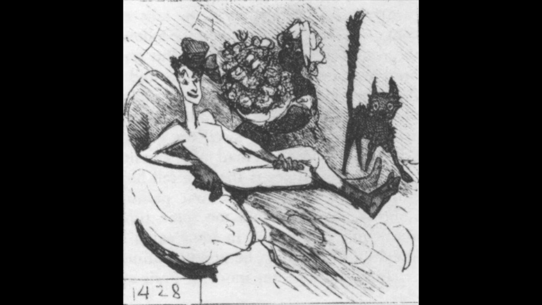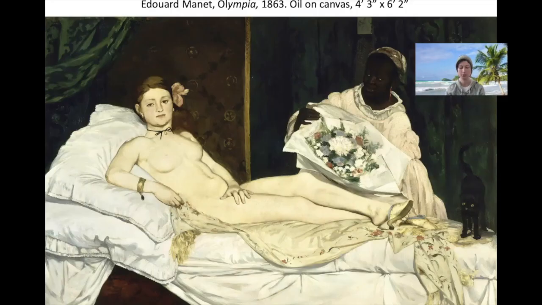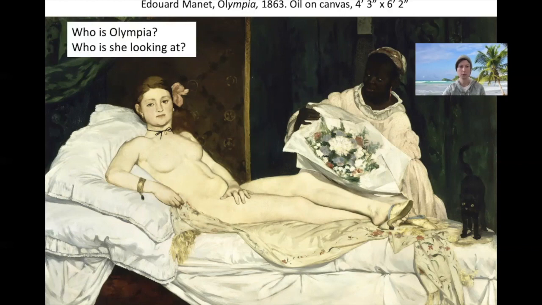The shocking nature of the painting had something to do with the symbolism as well. Not only is this woman nude and making direct eye contact with us in a confident gaze, it's implied that she's a prostitute. Here she is in a luxurious bed, wearing heels and a flower in her hair, as her maid brings her a bouquet of flowers from an assumed suitor. So, who is Olympia and who is she looking at?